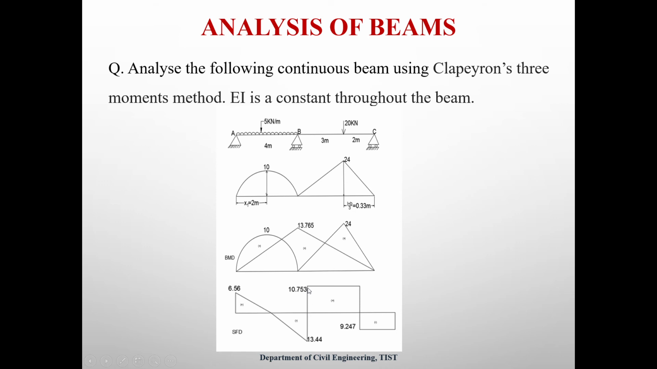Then there is no load from up to here. At this point, 20 kilonewton is acting in the downward direction. After covering this distance, that means 10.753 is covered. The remaining value of 20 is 20 minus 10.753, that is 9.25.